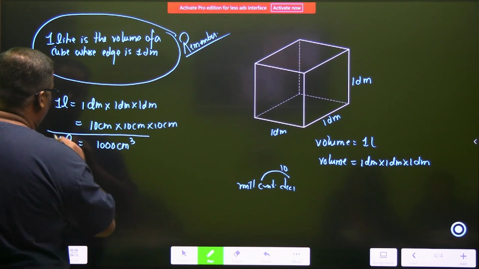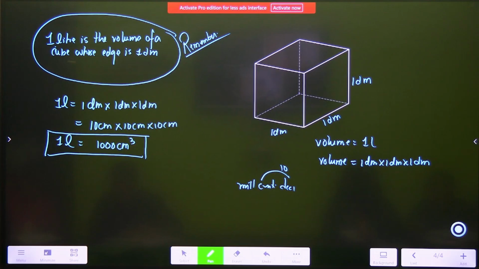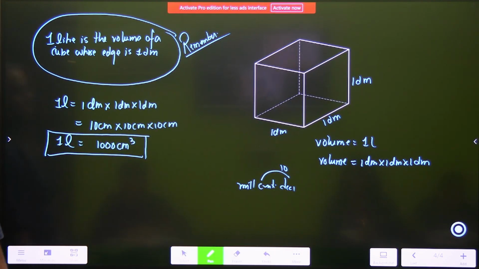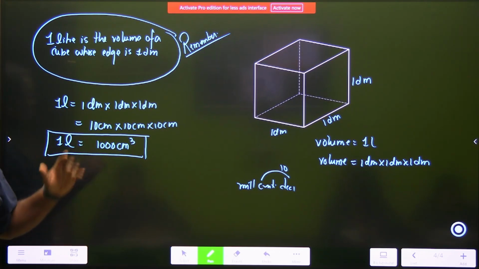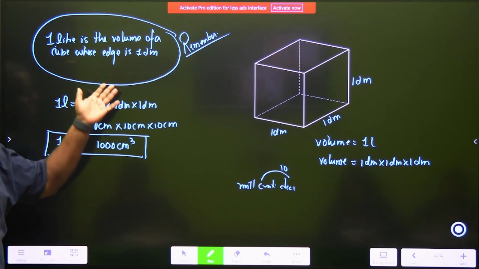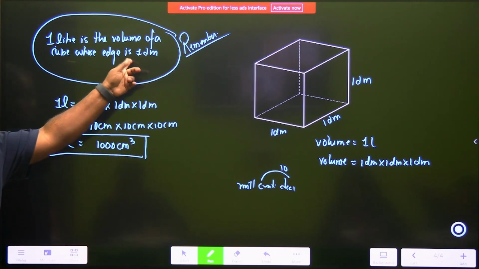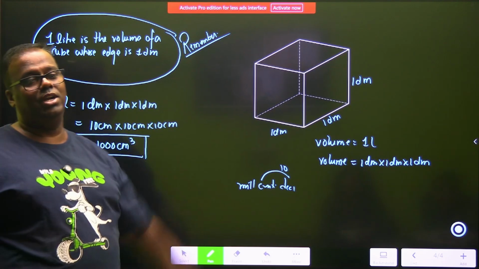10 into 10 into 10. 10 times 10 is 100, times 10 is 1000. 3 zeros. So we got the conversion between liters and centimeter cube. Did you understand this? See, if you know this definition in any class, you'll be able to generate it. Many children in grade 9 and 10, even 12, fumble on liter and centimeter cube because they don't know this definition. Liter is the volume of that cube whose edge is 1 dm.